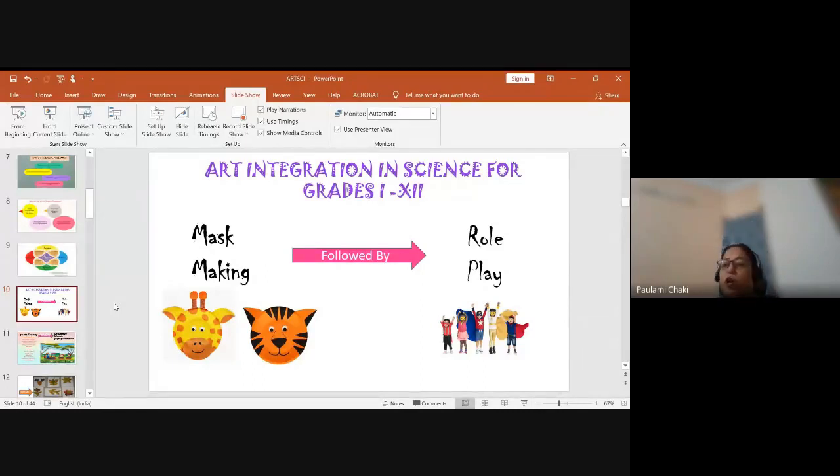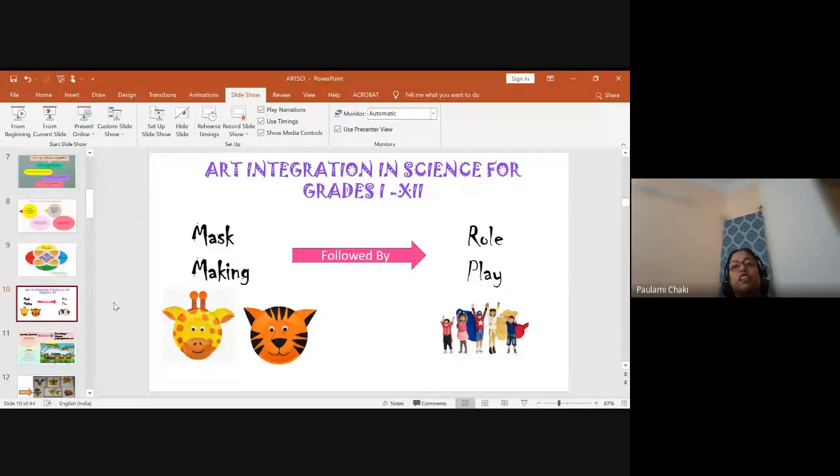In one of the workshops I went to, I performed one role play with one of my teams, showing an acid and base reaction. Very beautifully done. But that role play can be done better in offline modes than online. But this mask making along with role play for junior kids, you can always do in online classes.